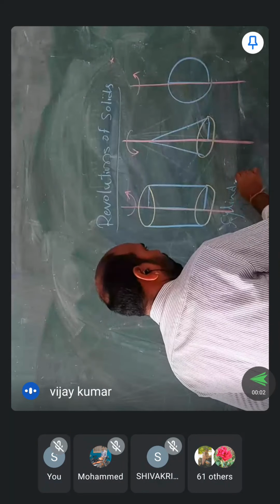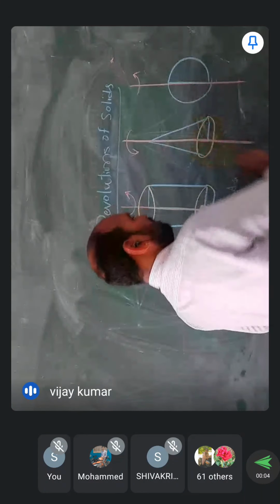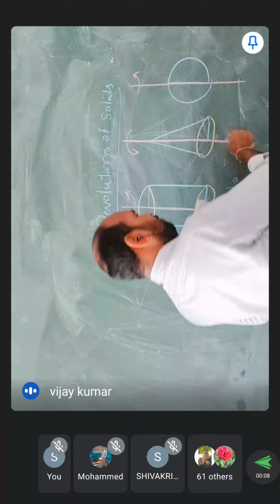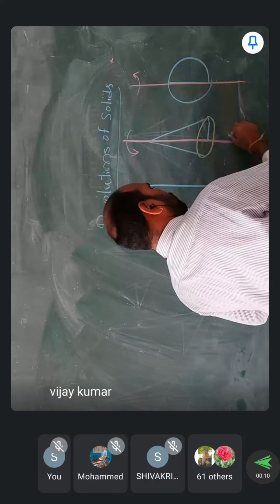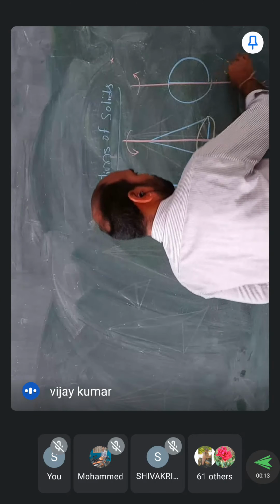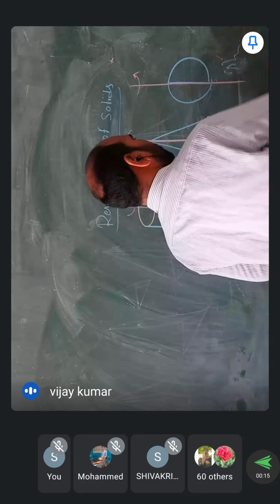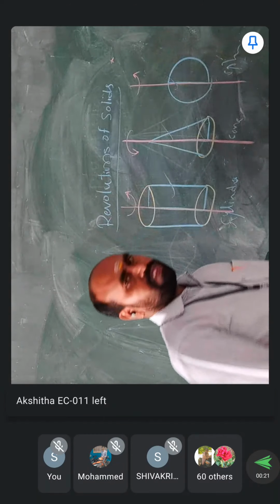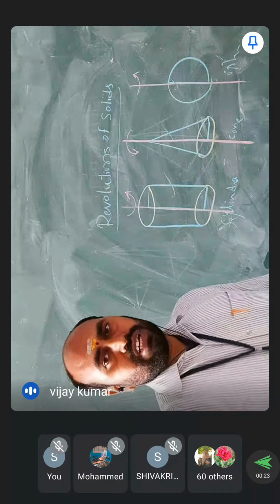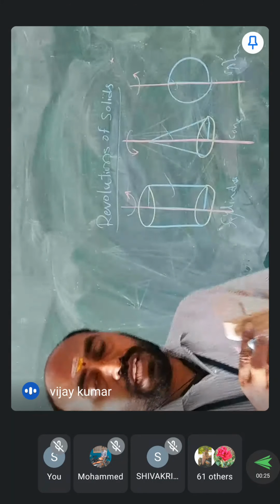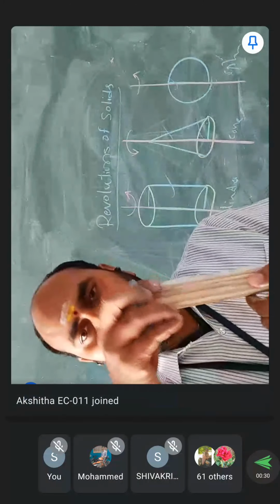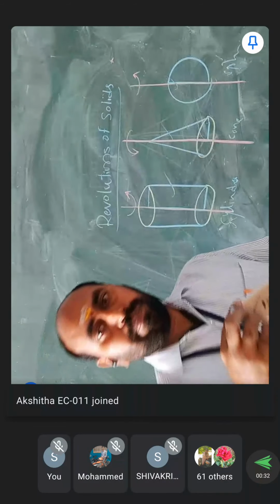This is called a cylinder. And the isosceles triangle which is rotated about the center as a thread, then we get a cone. And here, the semicircle we get by rotating, a sphere also. So these three objects are called revolutions of solids, because such types of solids are generated by the revolution of a plane.